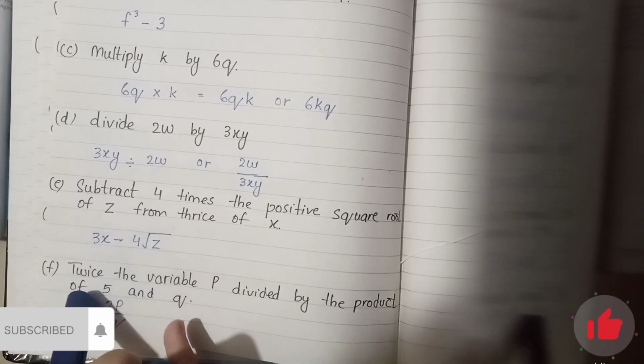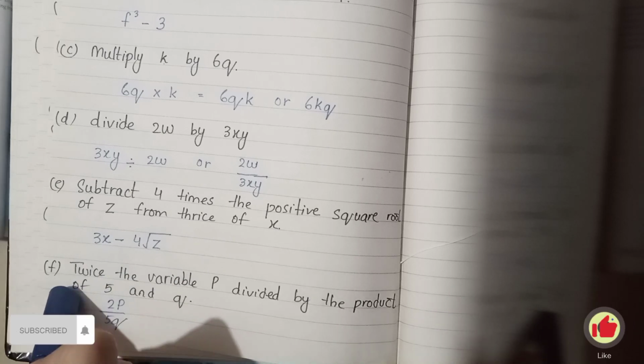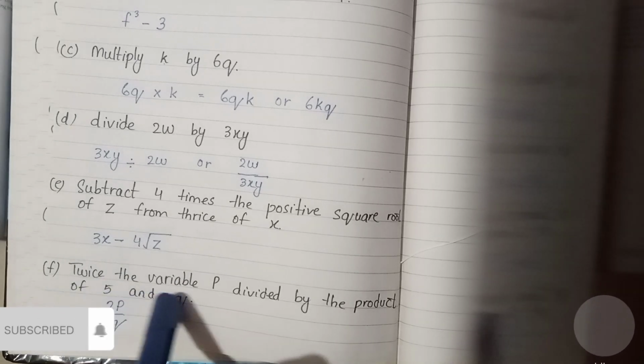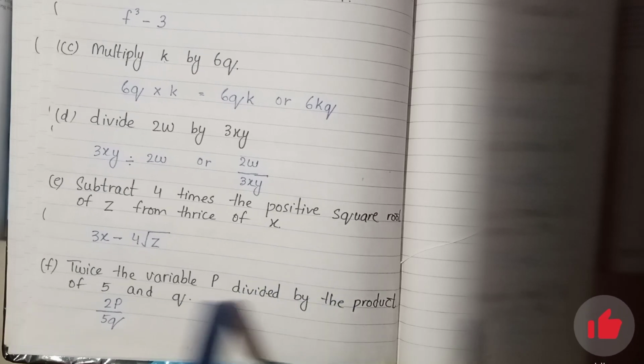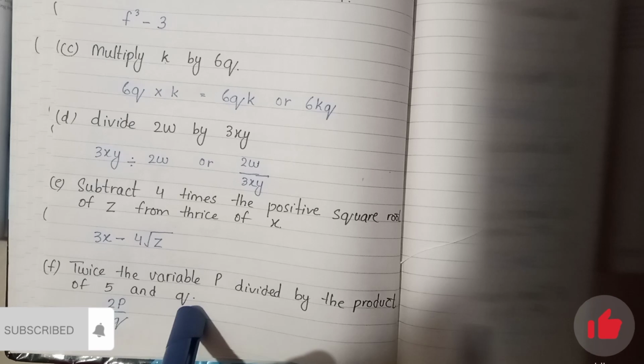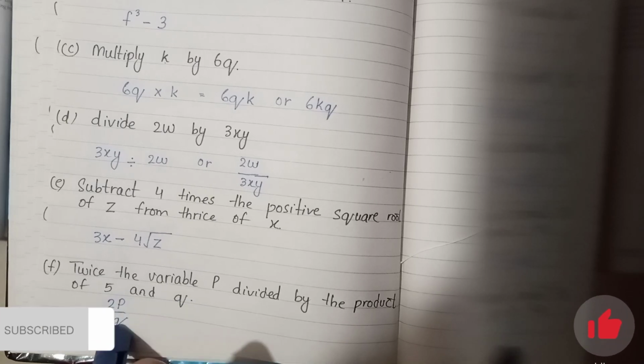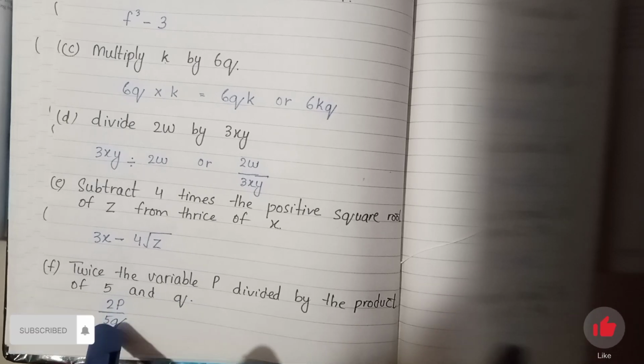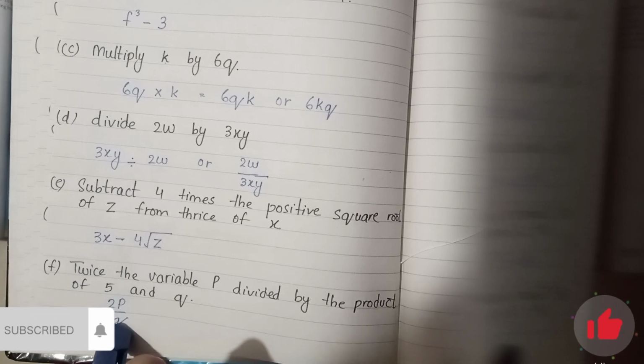Number F, thrice the variable p is divided by the product of 5 and q. So we write 3p upon 5q. We divide 3p by 5q.